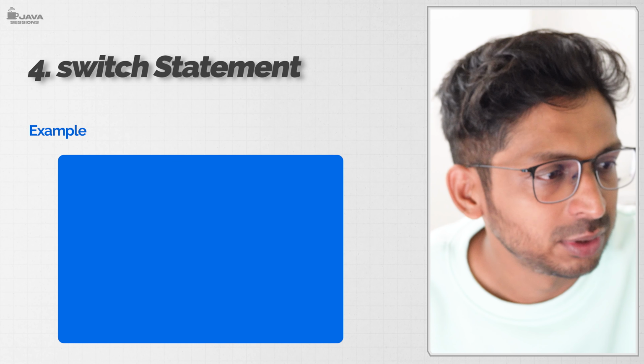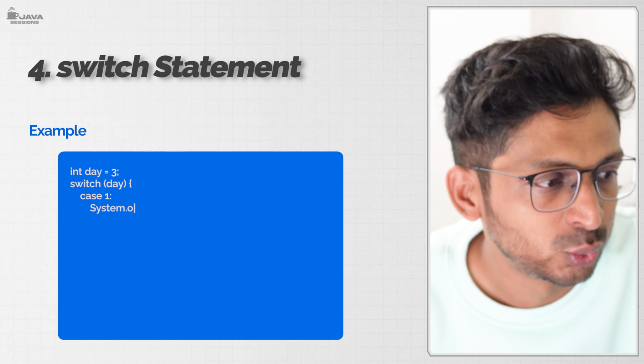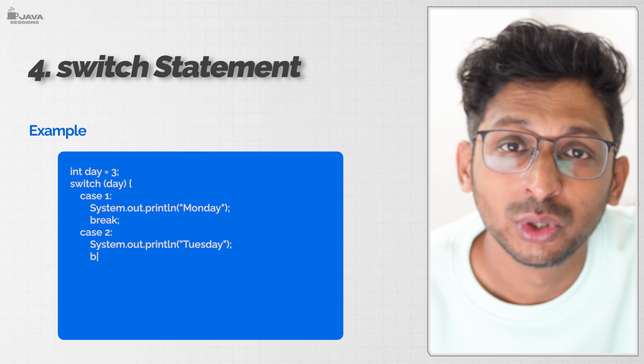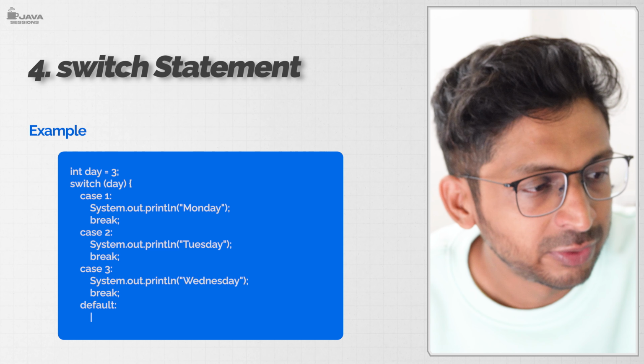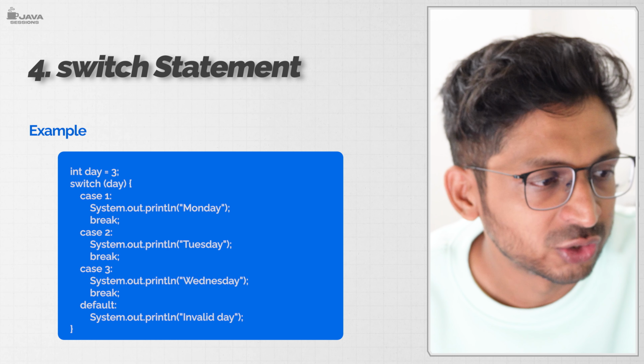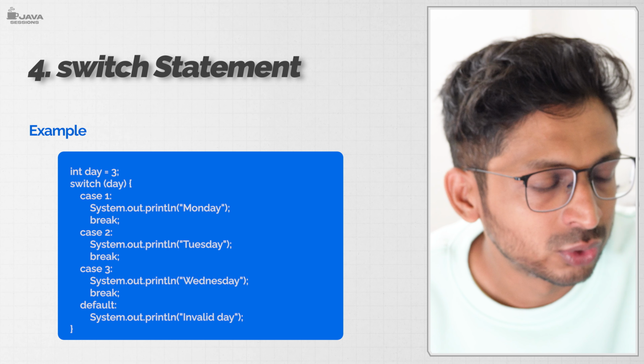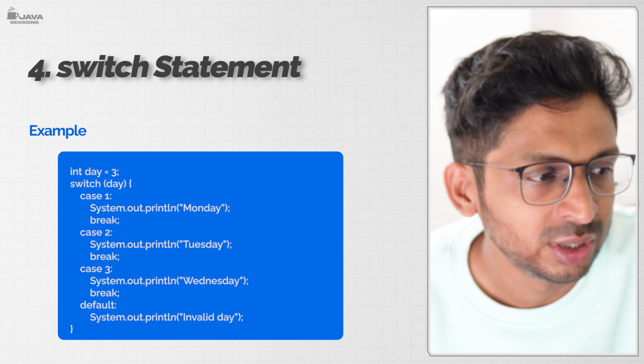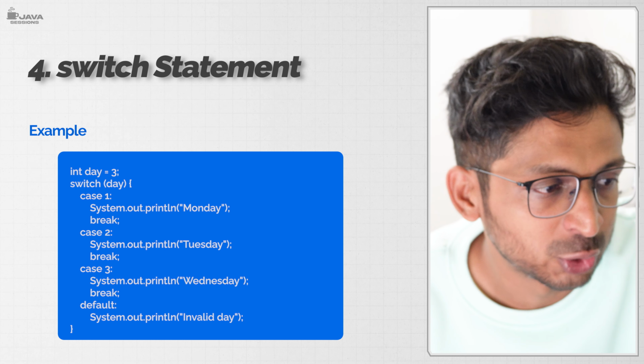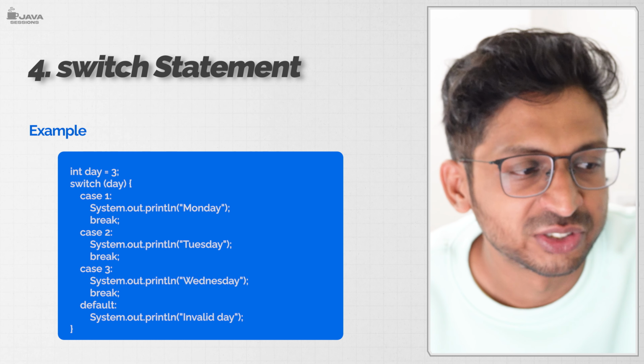Here in this example, int day is equal to 3. Switch day, this is how you are going to evaluate that expression. So we have defined different cases here. So case 1, case 2, case 3. So here day is equal to 3, hence the case is equal to 3. It is going to evaluate to that switch block, and here it will print out Wednesday and it will break.